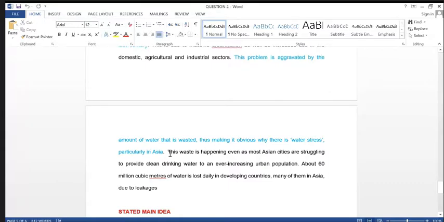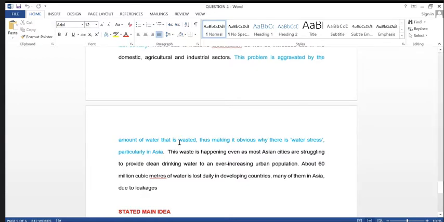Okay, just reading this waste, you can have many types of waste, correct? But you know when they use the word this waste and there's a link with the sentence above, you know this waste is talking about the water that is wasted. It is happening even as most Asian cities are struggling to provide clean drinking water to an ever increasing urban population. And about this water wasted, okay, more information that we know is 60 million.